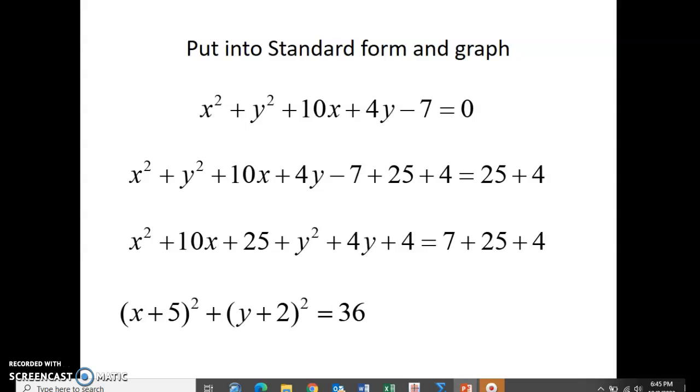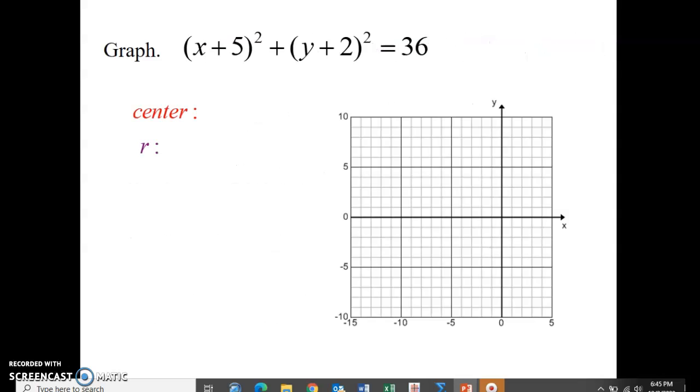All right, so we have (x plus 5) squared plus (y plus 2) squared equals 7 plus 25 plus 4, which gives you 36. So now our equation has gone from general into standard form. We can go ahead and graph it. So there's the equation we just made. The h comma k is going to be negative 5 and negative 2. So we can plot that point.